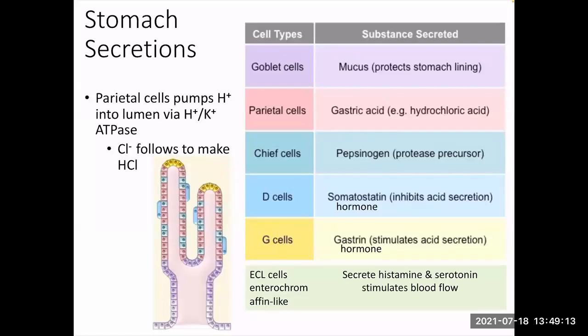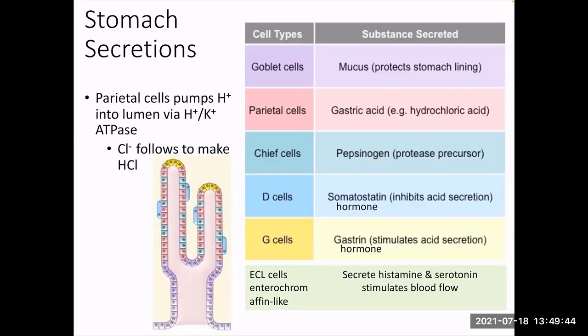Then you have, in the teal, or the greenish bluish color, your chief cells. Your chief cells produce a precursor to protease called pepsinogen. Pepsinogen is not active until it reaches the gastric juice. It becomes activated into pepsin, and then it can start breaking down protein.